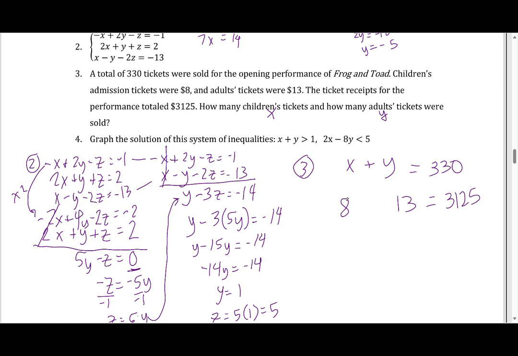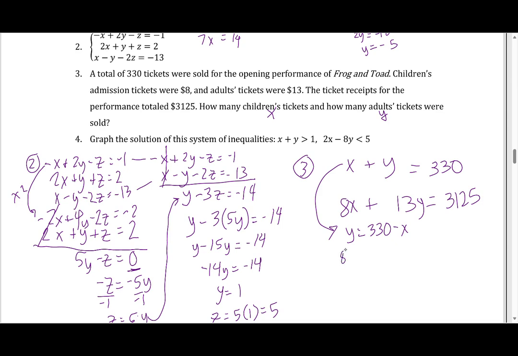And 8X is the total money we got from children's tickets, and 13Y is the total amount of money we got from adult tickets. And again, we can use substitution, elimination, or try to graph them. But this is a good one for substitution. So I go ahead and switch this around. Let's say y equals 330 minus x, right? Subtract x from that side. So I'm going to plug that in.